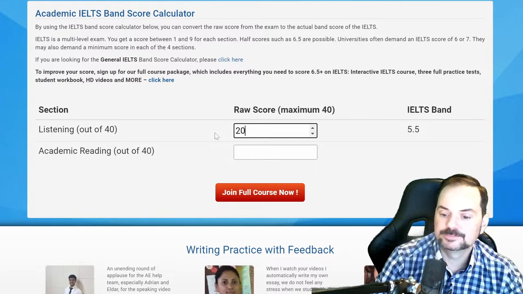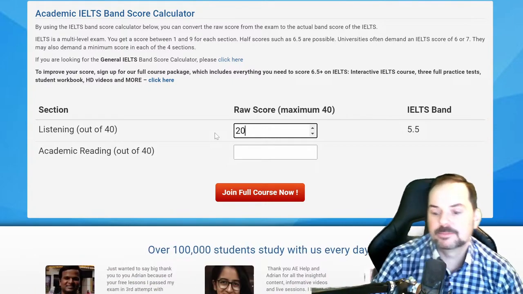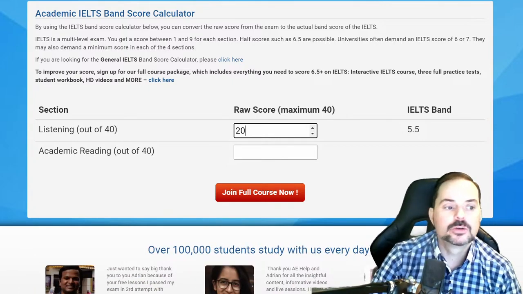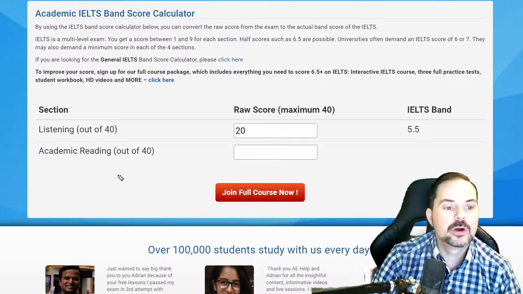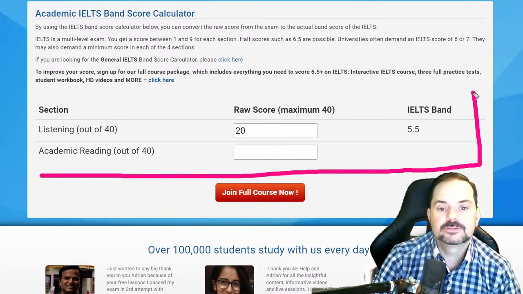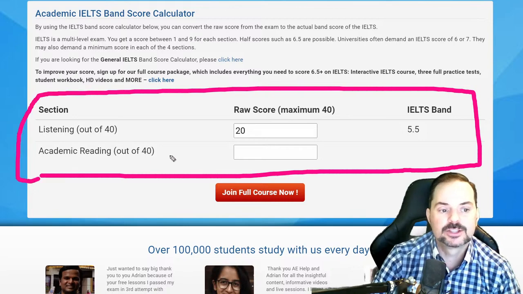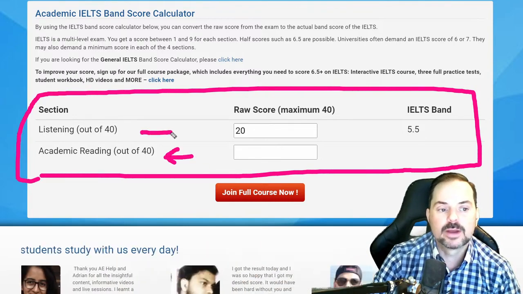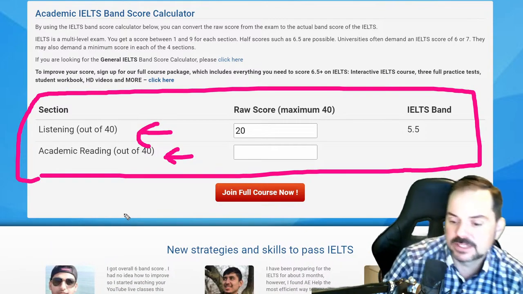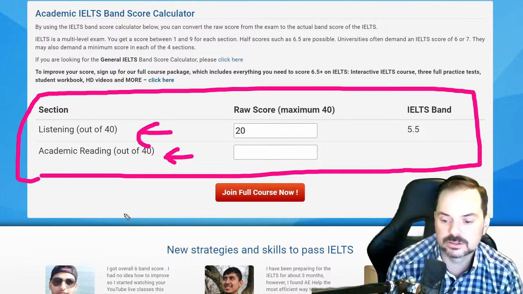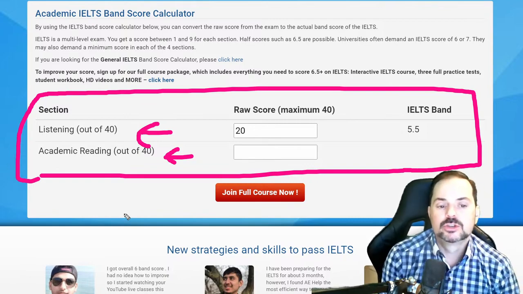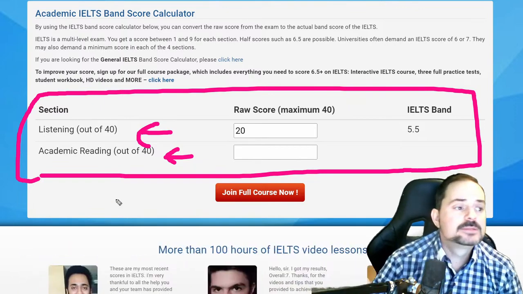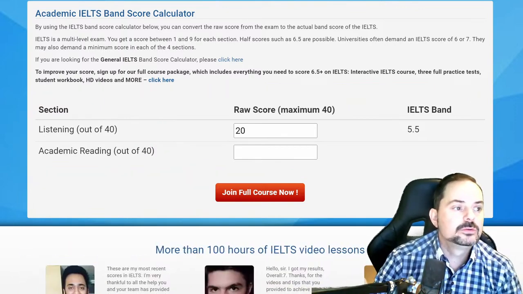Okay. So add them up. Check them out. Chen, thank you for putting that in. So that's the score calculator. The raw score conversions are different for academic reading and general IELTS reading. So make sure you're on the correct website. For listening, I believe it's the same. So you don't need to worry about that. So check it out. It's at the bottom of the website, everybody. It's there for you, okay?